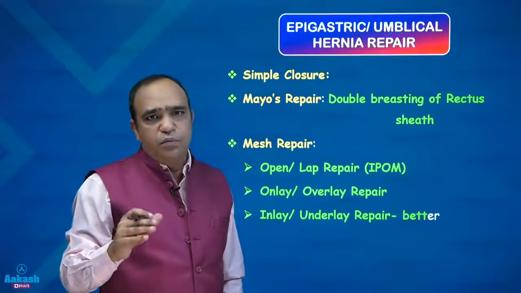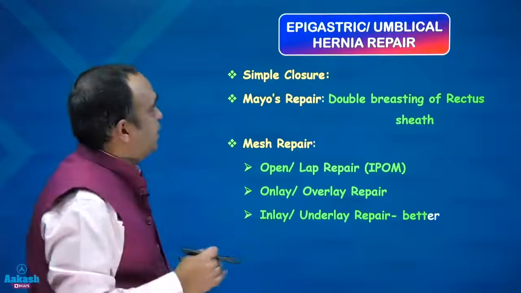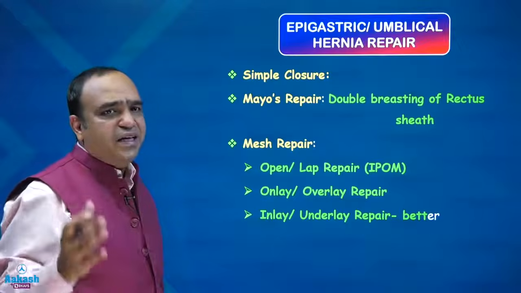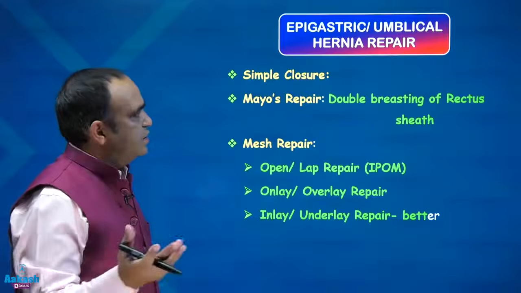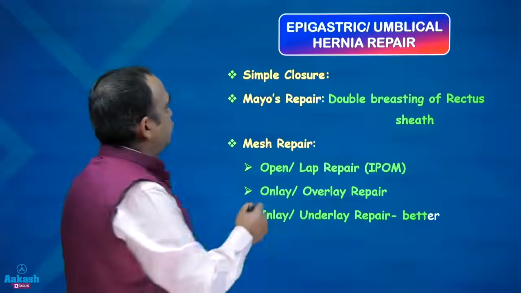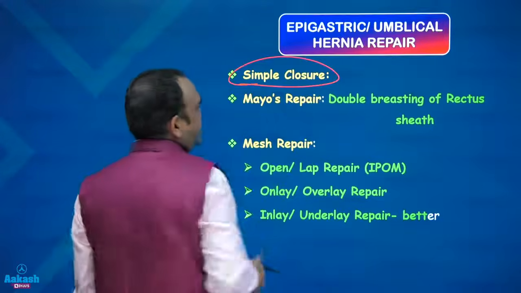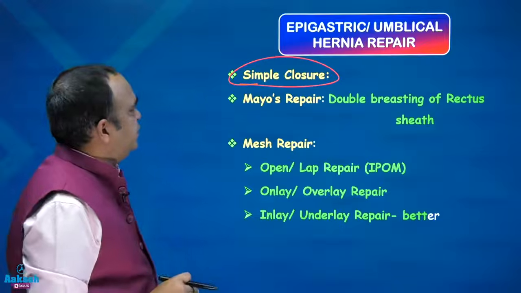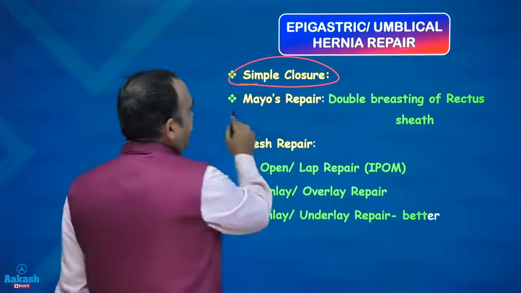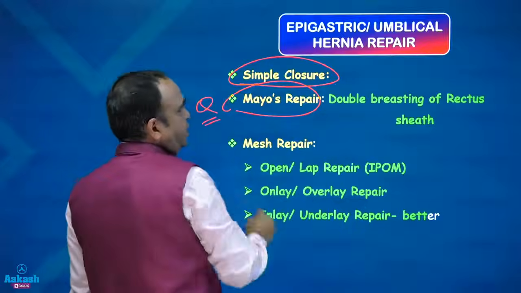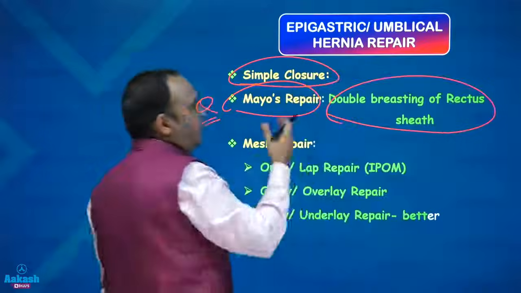Now we'll move to ventral hernias, that is epigastric or paraumbilical. They are technically the same along the linea alba, right? And the repair is more or less the same for both of them. So if the defect is very small, like 1.5 centimeter, we can simply close the defect, simple suturing, nothing great. Mayo's repair, very important. Here we do, it's a kind of herniorrhaphy.